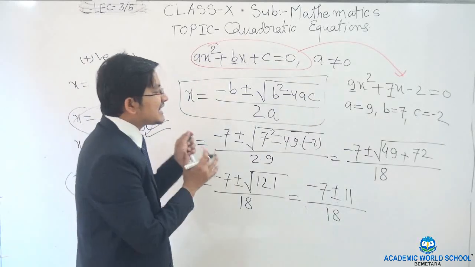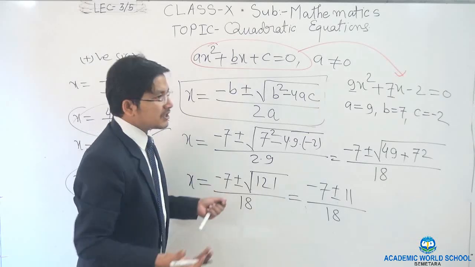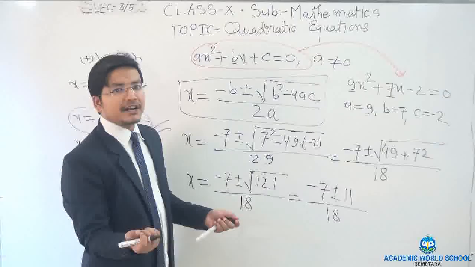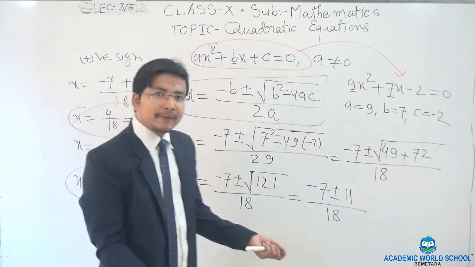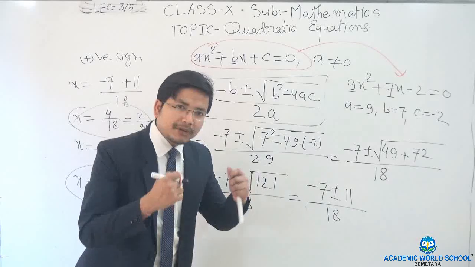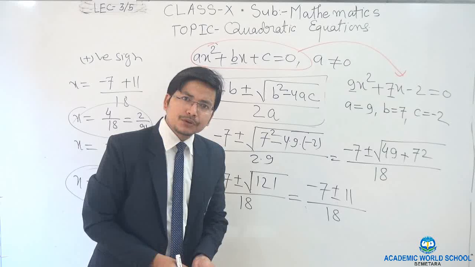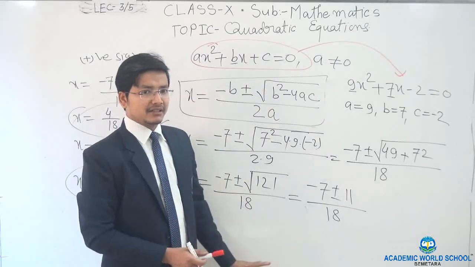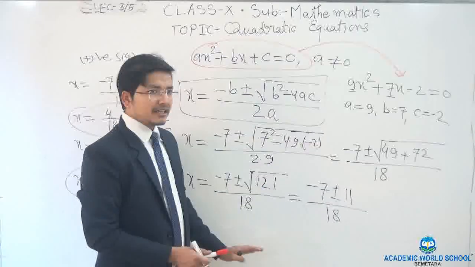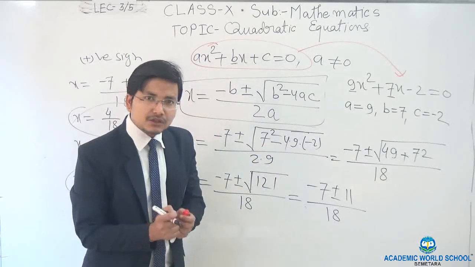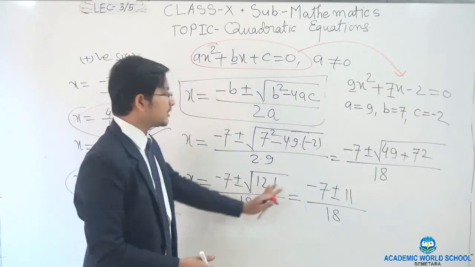So this is the simplest way to solve a quadratic equation when no method is mentioned to you. By which method you have to find, that is not given. It is simply given, solve the following quadratic equation. Then what you have to do? This is the simple way to find the roots. Then it is your wish by which method you will be finding. But this is the most simple and convenient way.